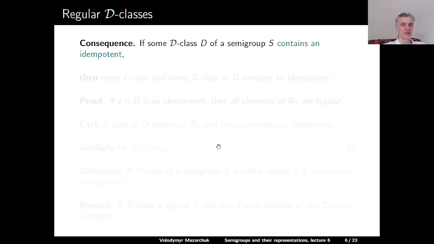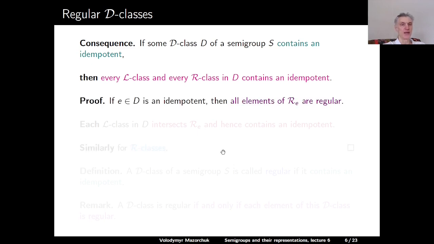So we have a consequence. If some D class D of a semigroup S contains an idempotent, then every L class and every R class inside this D class D contains an idempotent. Proof: if E is an idempotent of some D class D, then all elements in the right class of E are regular. Each left class in D intersects the right class of E and hence contains a regular element, and hence it contains an idempotent.